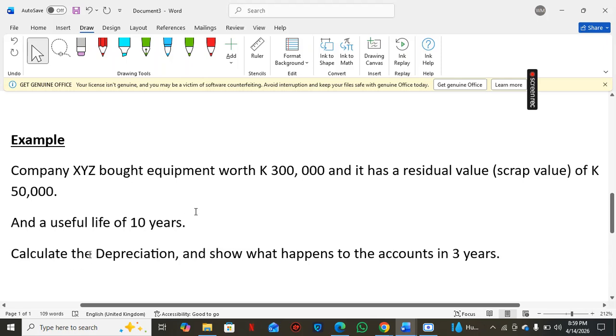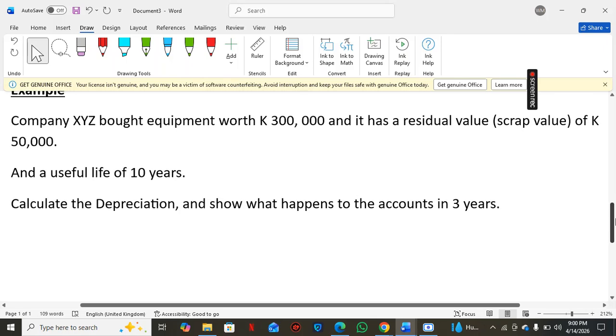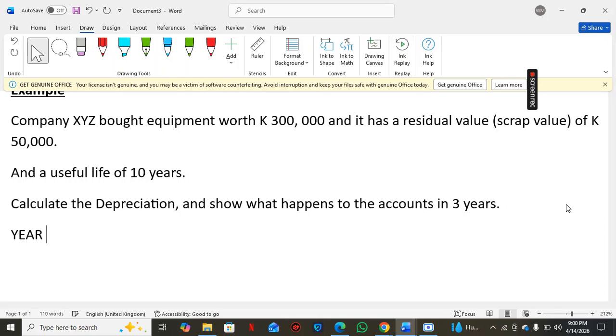So we have to calculate the depreciation. We have to show what happens in the accounts and also in the financial statements, the statement of profit or loss and the balance sheet. So we're going to say year one. After the first year passes, we have to calculate the depreciation.